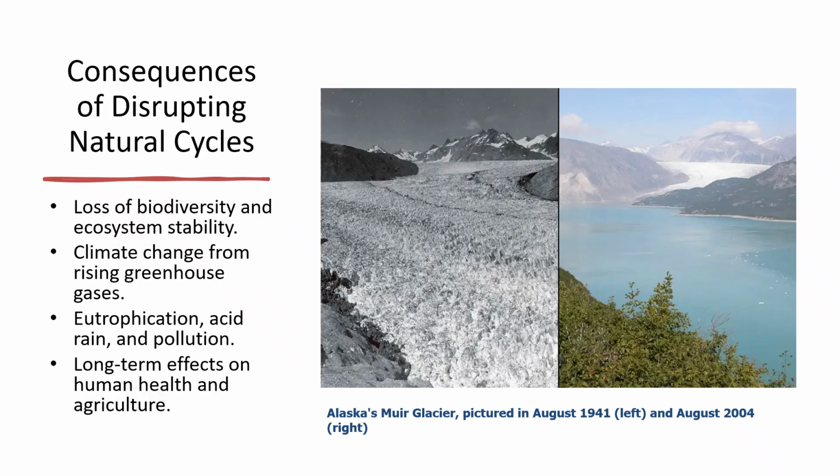When we disrupt these natural cycles, the consequences ripple through ecosystems and human societies. Impacts include biodiversity loss, climate change, eutrophication, acid rain, and threats to food and water security.